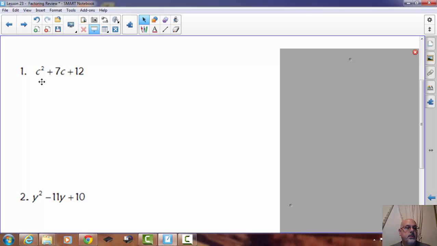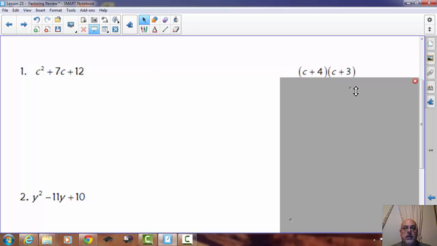In this one, c squared plus 7c plus 12, we're looking for 2 numbers that multiply to 12 and add to 7. So factors of 12, both positive numbers by the way, would be 12 times 1, 6 times 2, 4 times 3. The only set of those that adds to 7 would be 4 times 3. So the factors of this would be c plus 4 times c plus 3.